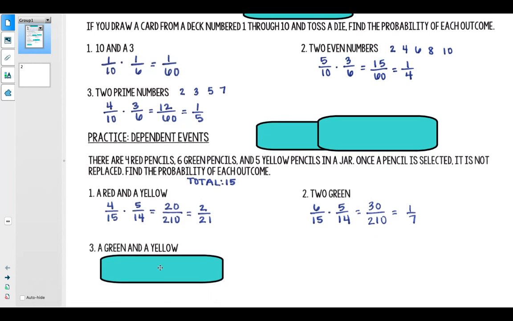Our last scenario, we want to know the probability of picking a green pencil and then a yellow pencil. Well, the probability of choosing a green pencil, just like before, is 6 over 15. And now the probability of choosing a yellow pencil is now going to be 5 over 14. When I multiply, I get 30 over 210, or 1 over 7.